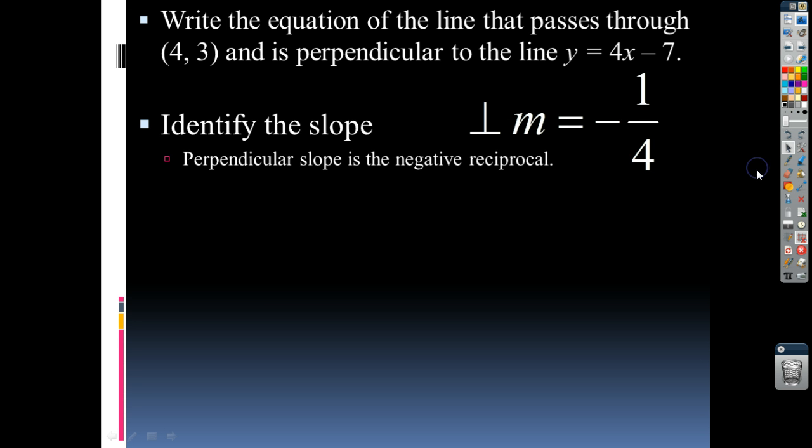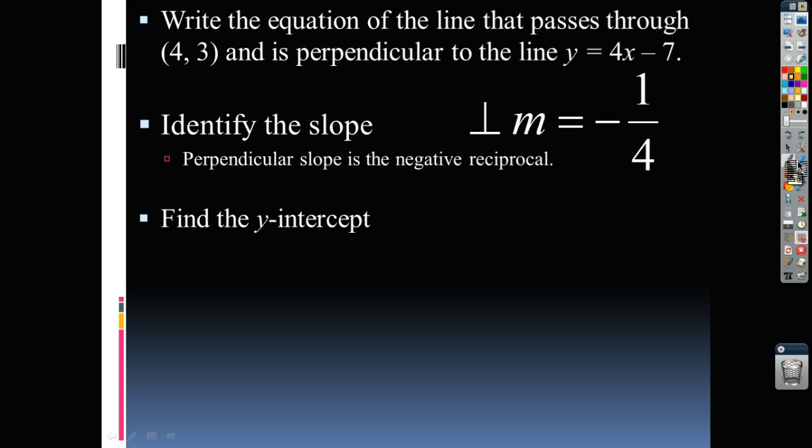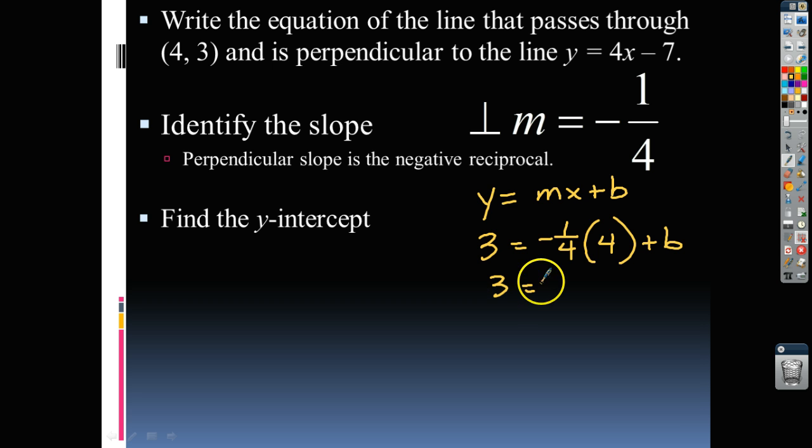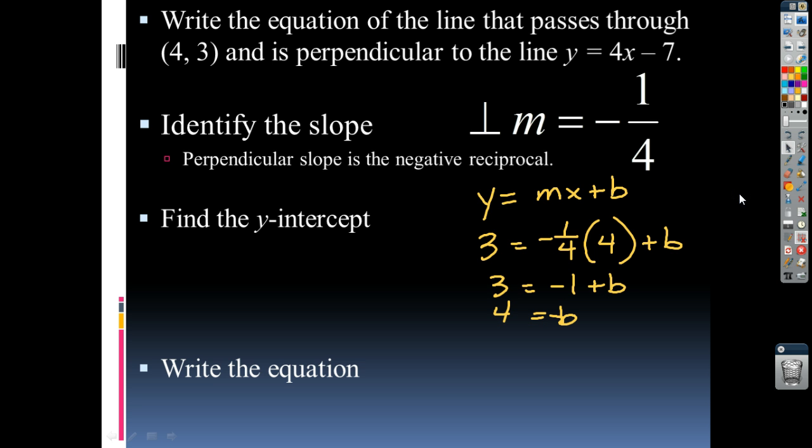Then let's plug that into our equation so we can find the y-intercept. So I get y equals mx plus b, and y, which is 3, is equal to negative 1/4 times 4 plus b. So I get 3 is equal to 1/4 of 4 is 1, and that would be a negative 1 plus b. So b is equal to 4. Now let's write the equation, and I get y is equal to negative 1/4 x plus 4.